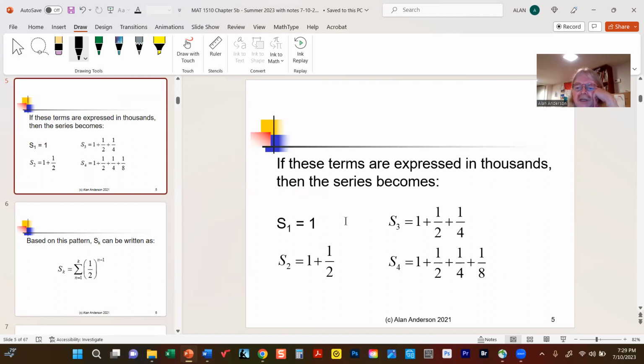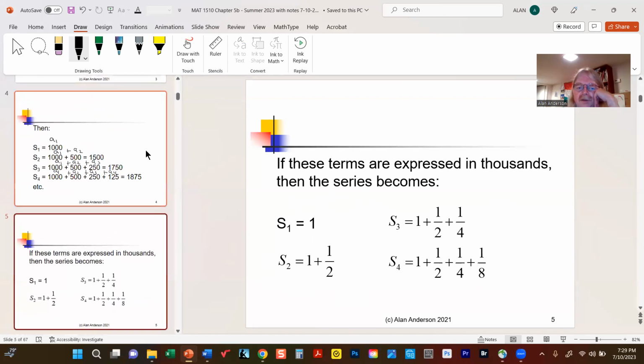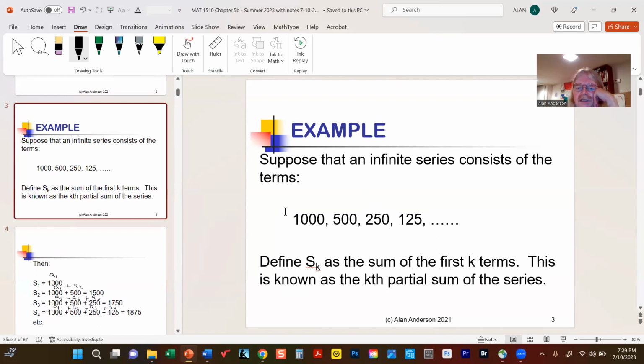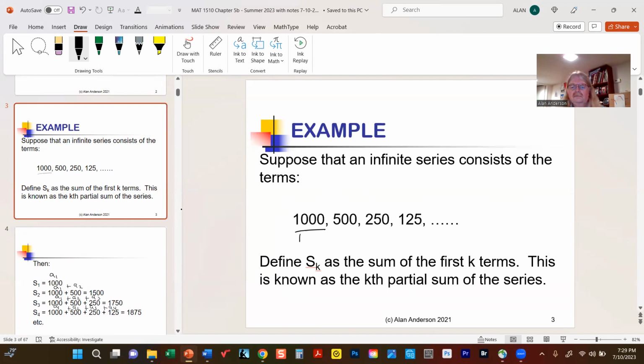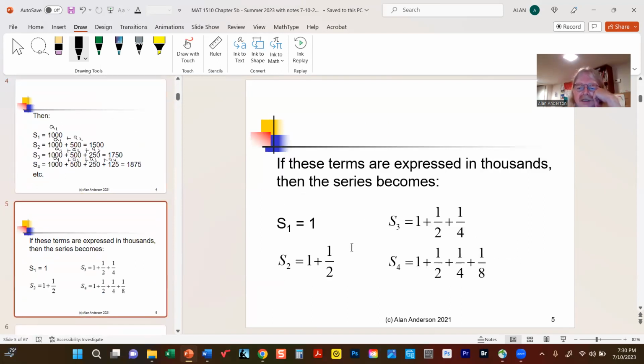Then all of a sudden, the pattern becomes a little bit clearer, because then what you've actually got here is 1, 1 plus a half, 1 plus a half plus a quarter, 1 plus a half plus a quarter plus an eighth. So you go back here, and you'll see that if you divide all these terms by 1,000, you'll have all of a sudden something that looks like a recognizable pattern: 1, a half, a quarter, an eighth, etc. And so now it starts to become more clear.